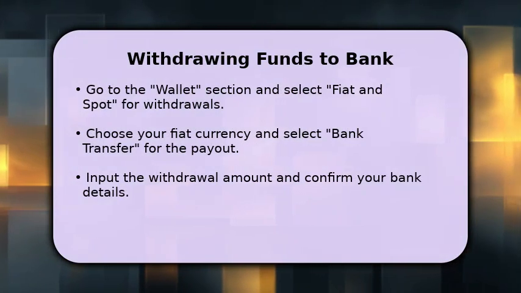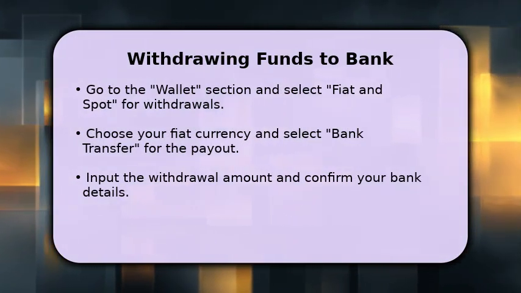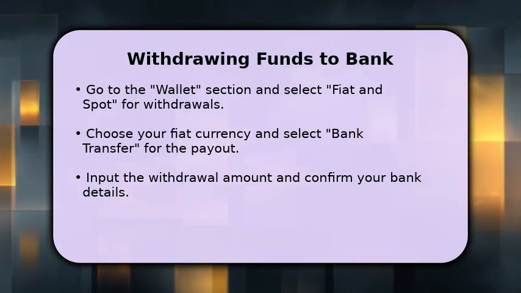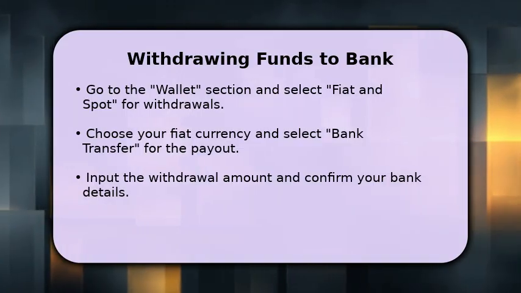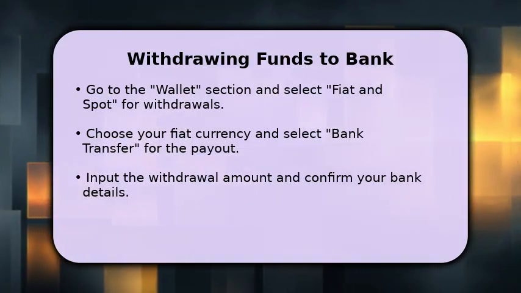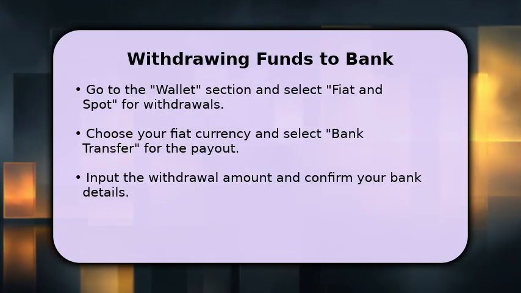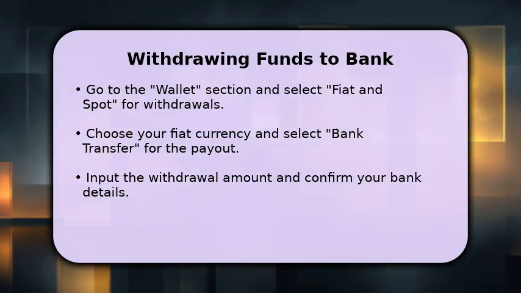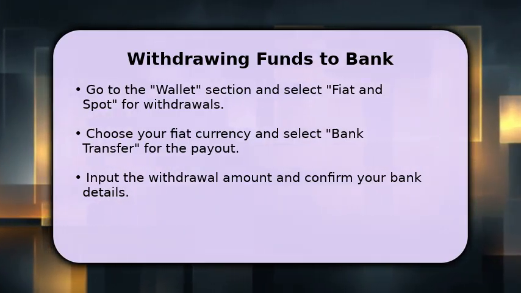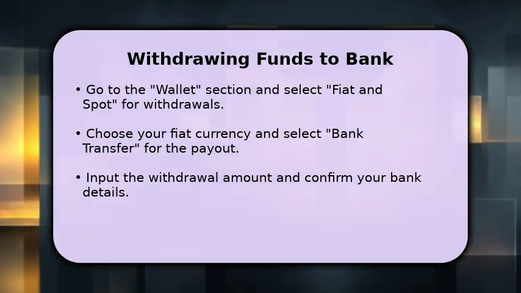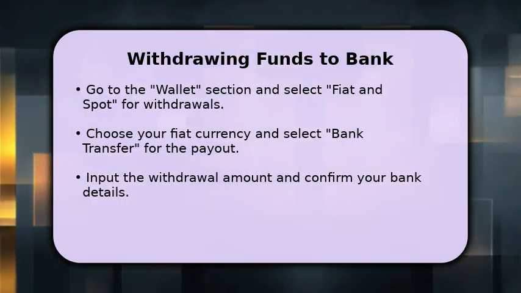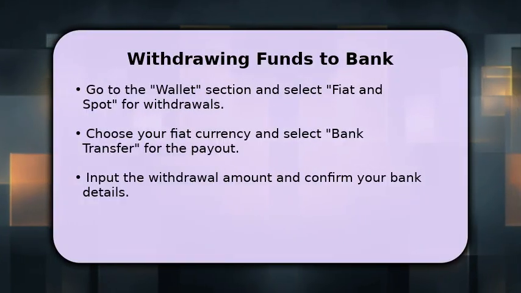Withdrawing funds back to your bank account is just as simple. Head to your wallet and select Fiat and Spot. Find the fiat currency you wish to withdraw and click Withdraw. Choose Bank Transfer as your withdrawal method. Enter the amount you want to transfer, keeping in mind any minimums, often around 10 units. Double-check your bank details, then confirm the transaction to send funds to your linked account.